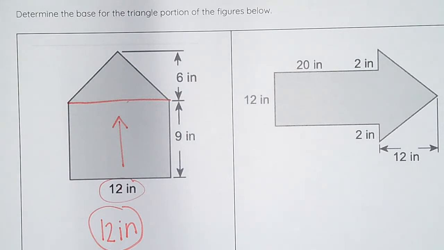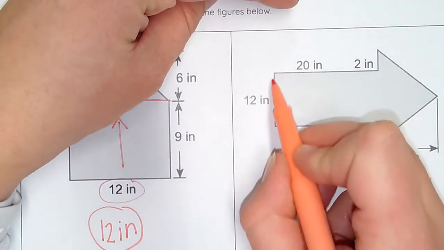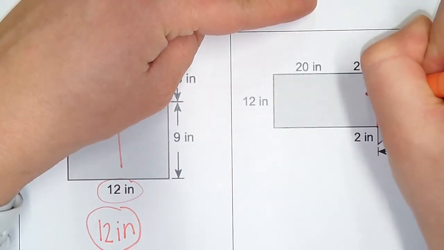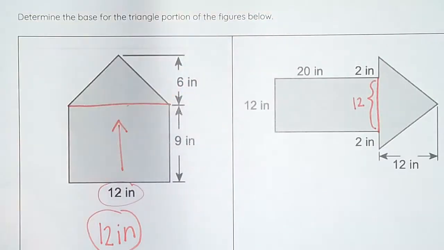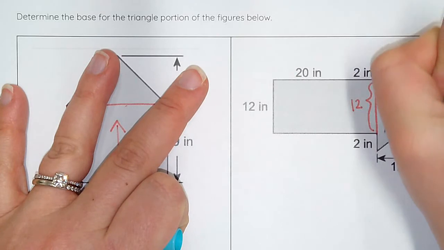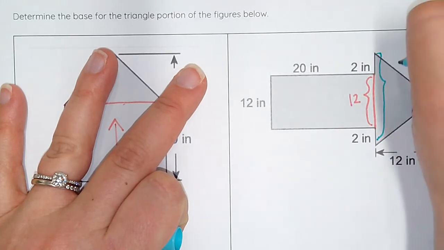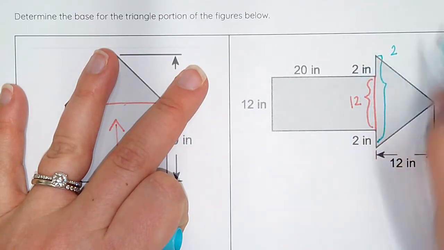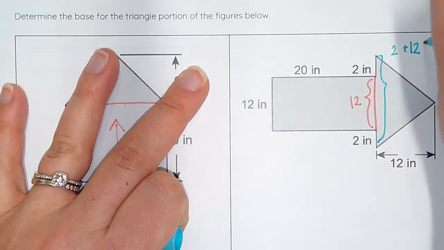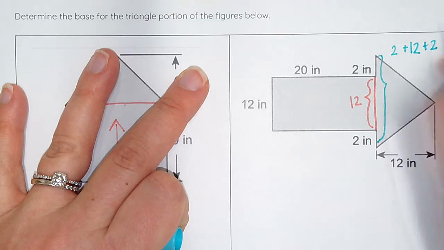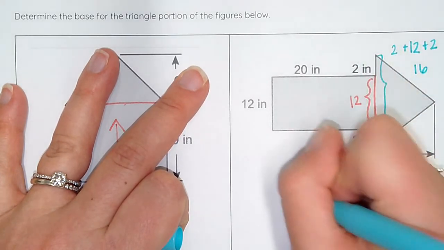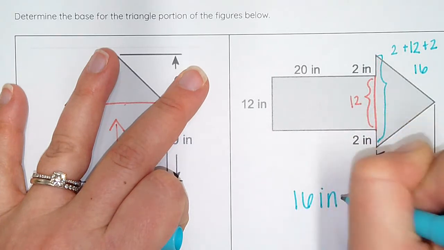This one's slightly trickier. We know that this is 12, so opposite of that would just be this piece. But our base of this triangle is this whole thing. So it's actually 2 plus 12 plus 2. 2 plus 12 is 14, plus 2 is 16. So here, the base of our triangle is 16 inches.